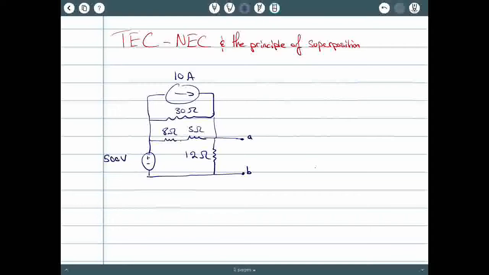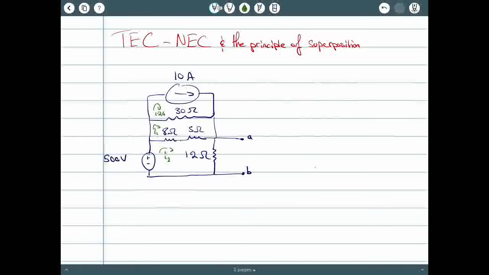V Thèvenin here, I'm gonna find it using the mesh current method. I think that's the most convenient way to find it here. So let's start assigning the mesh currents. In the first mesh, it's just 10 amps, so I'm not gonna assign any mesh current there. In the second one, I'm gonna call it I1 and it's clockwise. And in this third one, I'm gonna call it I2 and it's also clockwise.